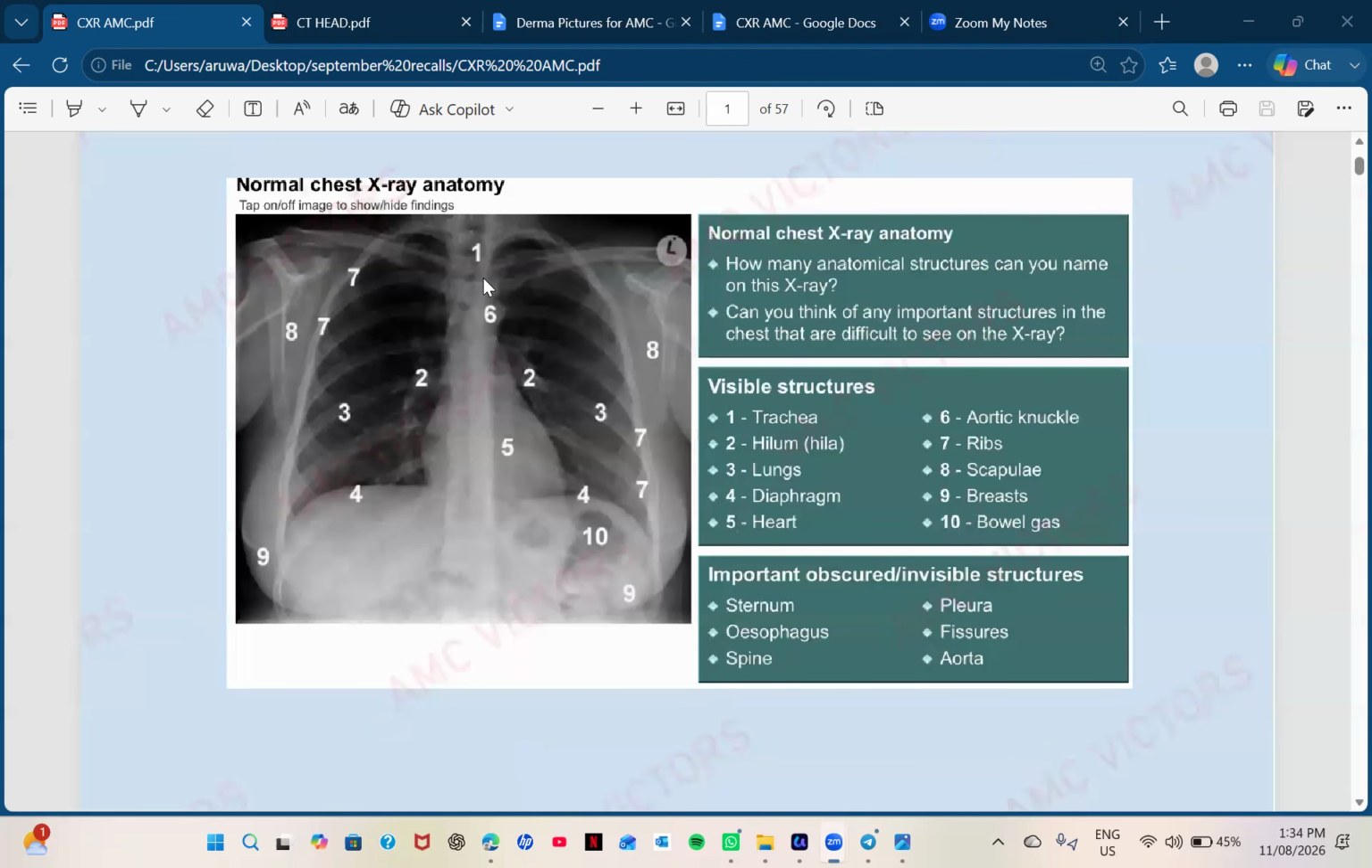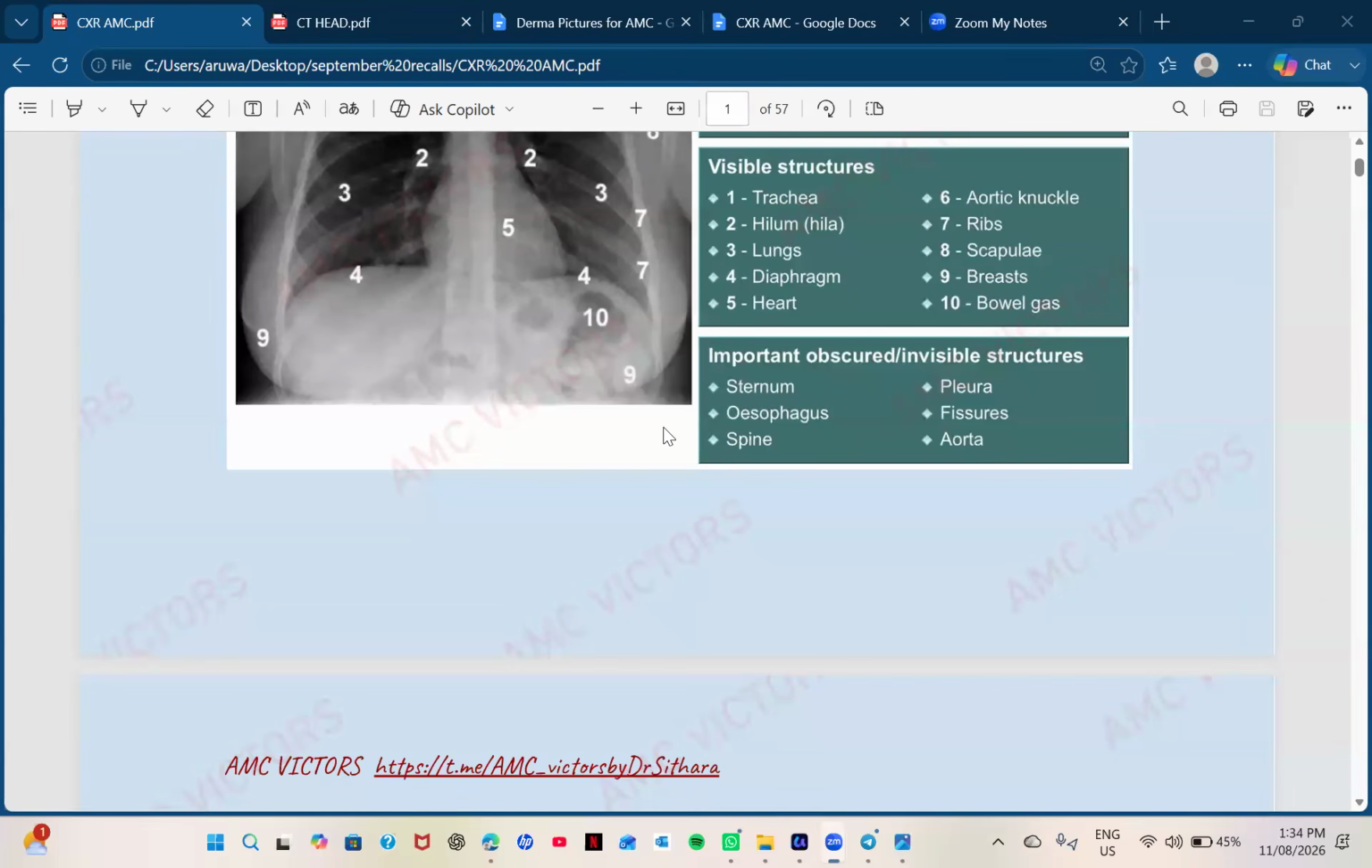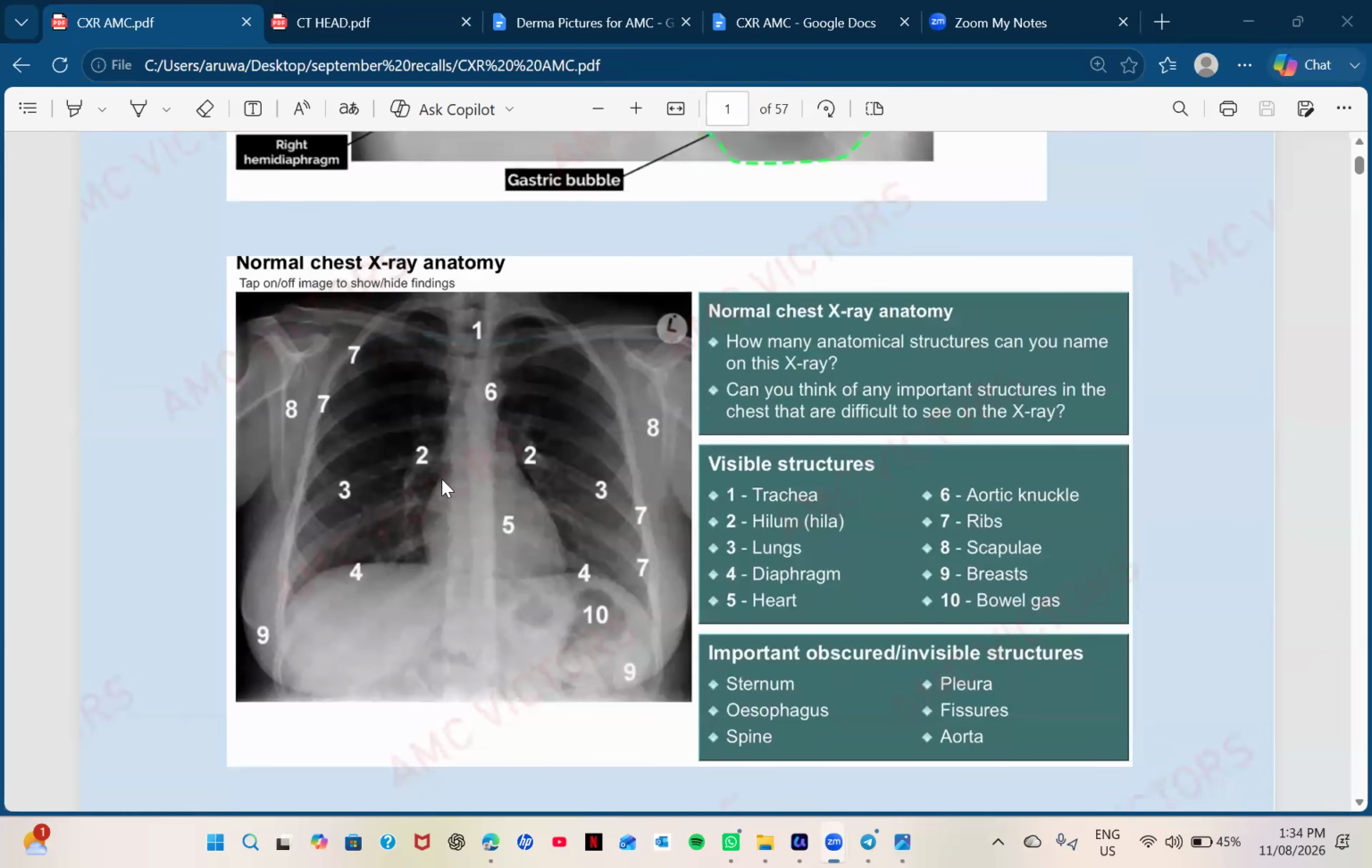Here, okay, what is number one? We'll quickly go through this. What is number one, doctors? Quick revision, okay? Okay, good. Number one is trachea. What is number two? Number two is hilum, both the left hilum and right hilum. Number three, what is number three? The organ showing in this area is the lungs. Number three, both lungs are showing.